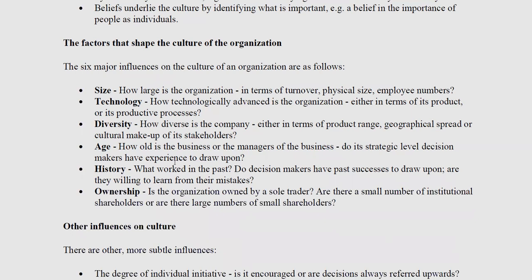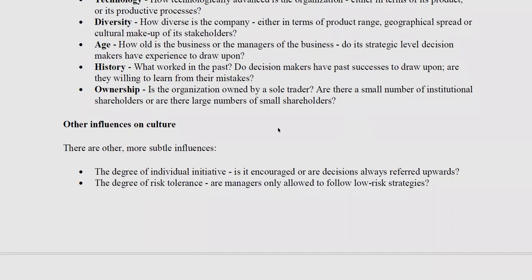The age. How old is the organization? Because organizations with experience tend to be stable. Also, then the history. What has worked in the past? Do decision makers have past successes that they have to draw upon, or are they willing to learn from their mistakes? And ownership. If it's owned by a sole trader, or there are a number of institutional shareholders, or there are large numbers of small shareholders, okay, the founder of the organization or the ownership structure can also influence or shape the culture. There are other factors that influence organizational culture.